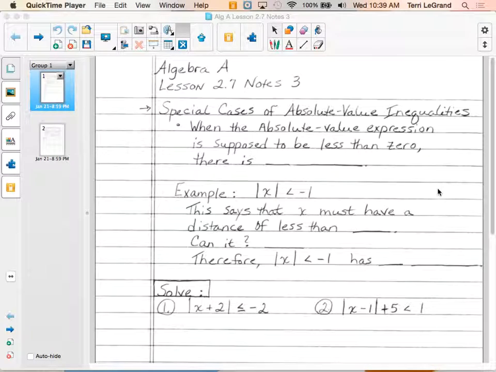amount of less than 2.7. You can see our learning goal has changed a little bit today. It says I can solve special cases of absolute value inequalities. Still working with absolute value.